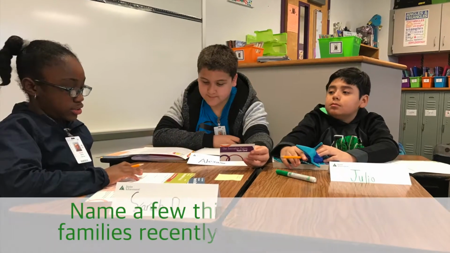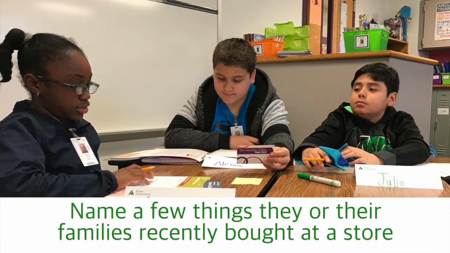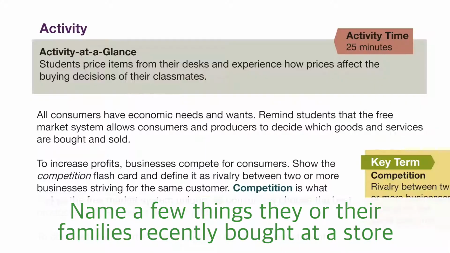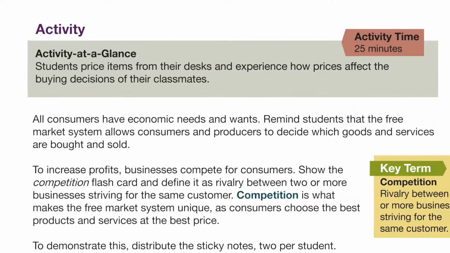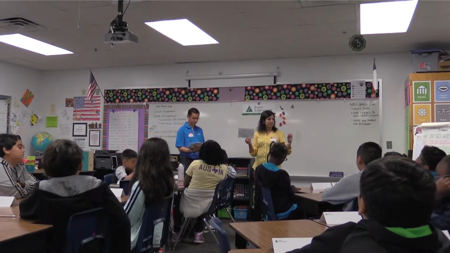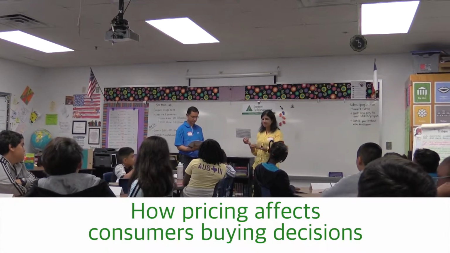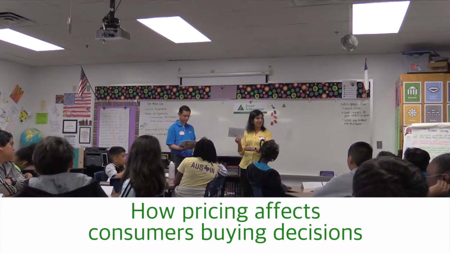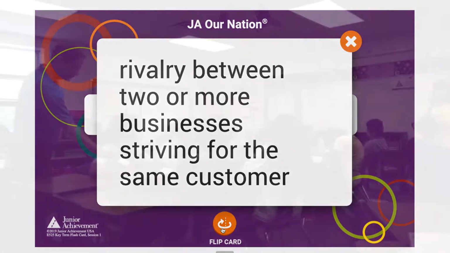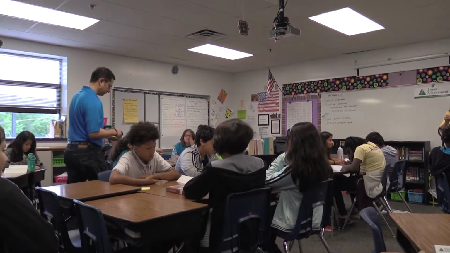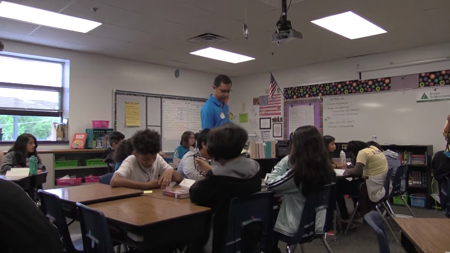Encourage students to name a few things they or their families recently bought at a store. Then use the talking points in your guide to transition to the first activity. Share with students they will now experience how pricing affects consumers' buying decisions. Introduce the competition flashcard, then distribute one sticky note per student to kick off the activity.